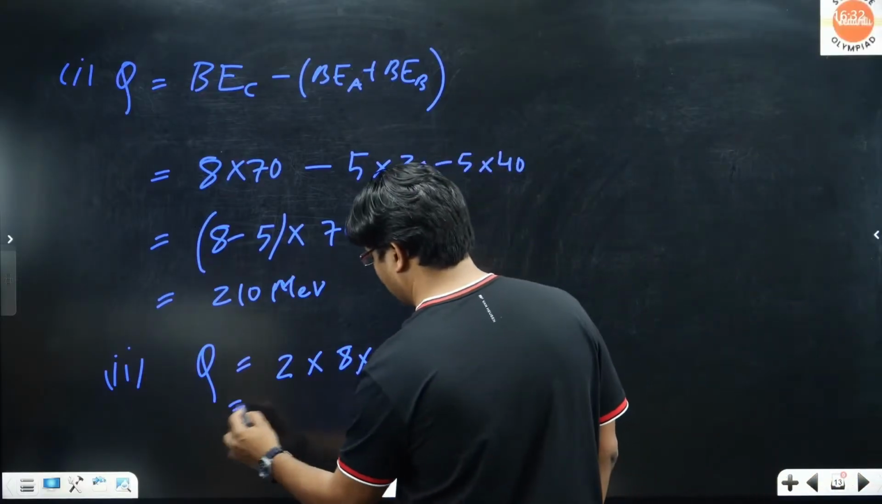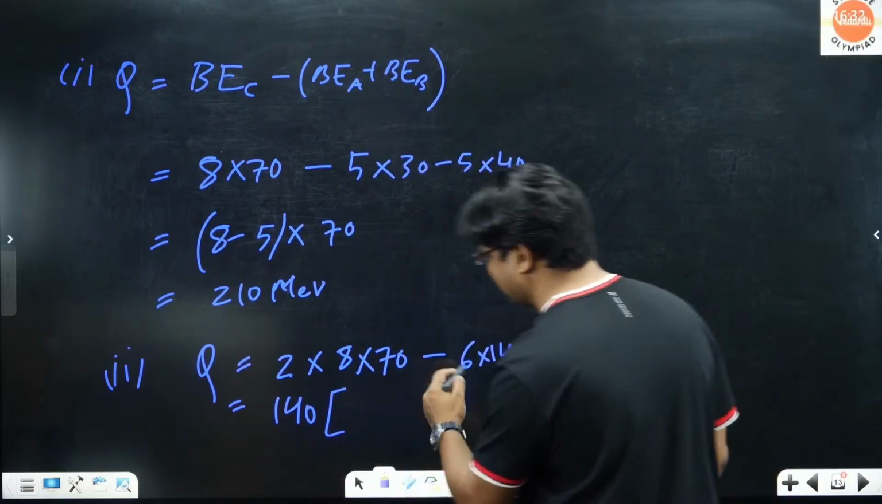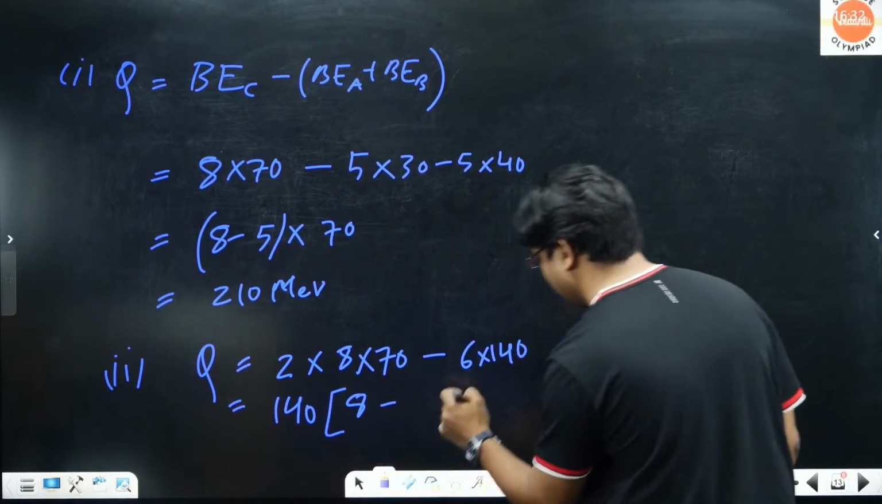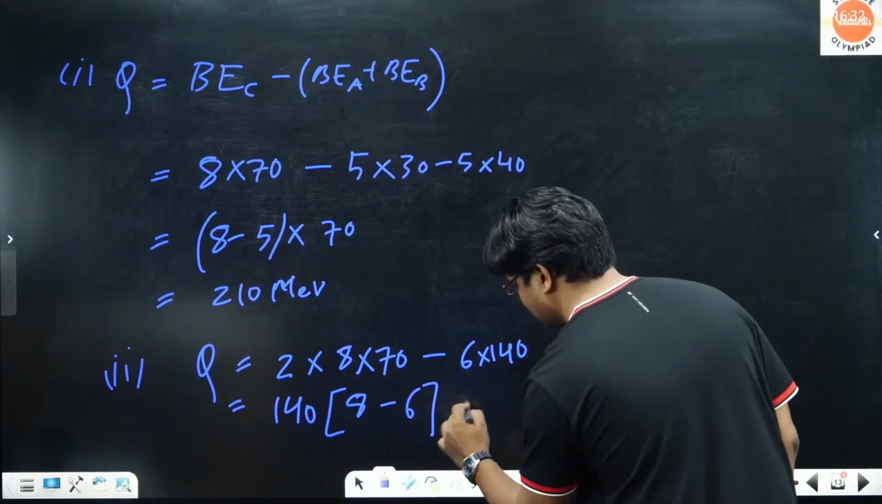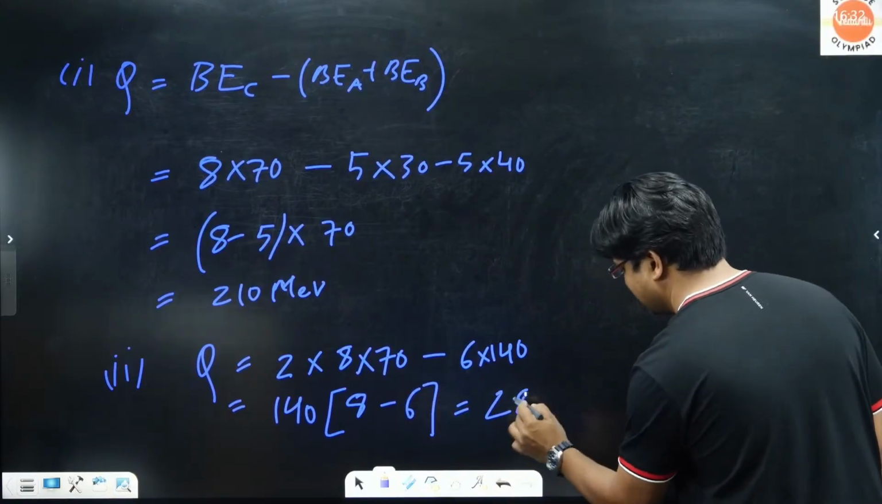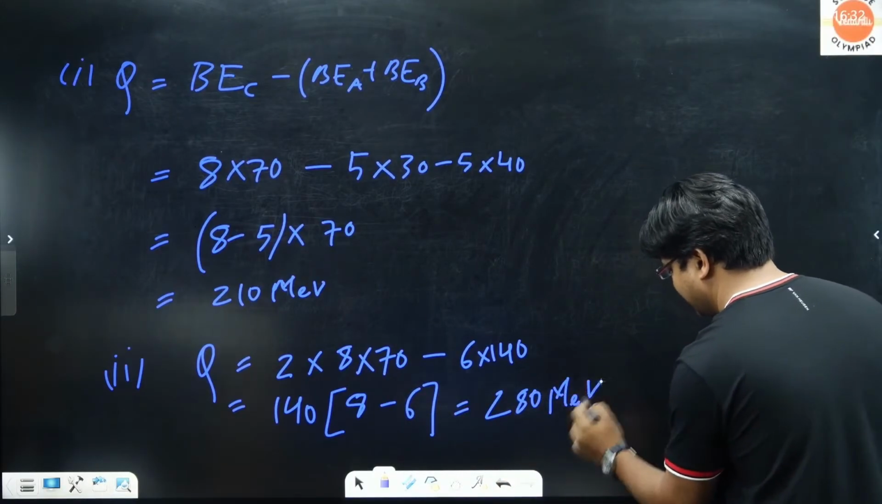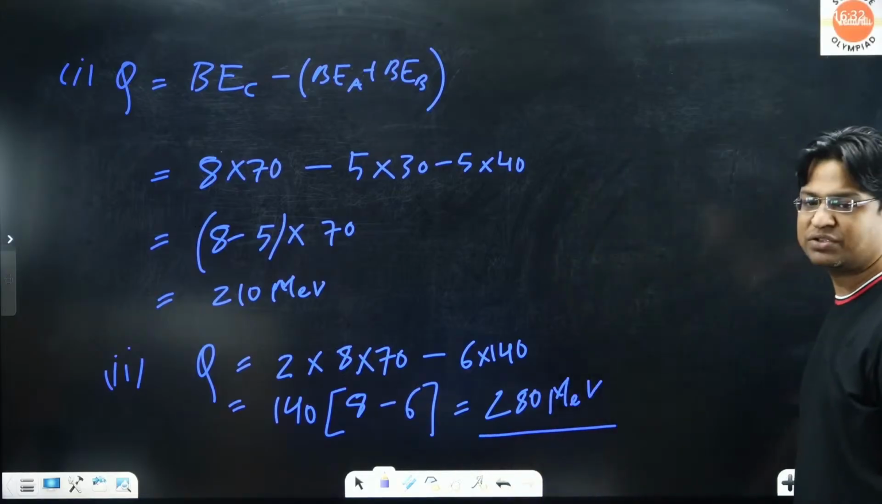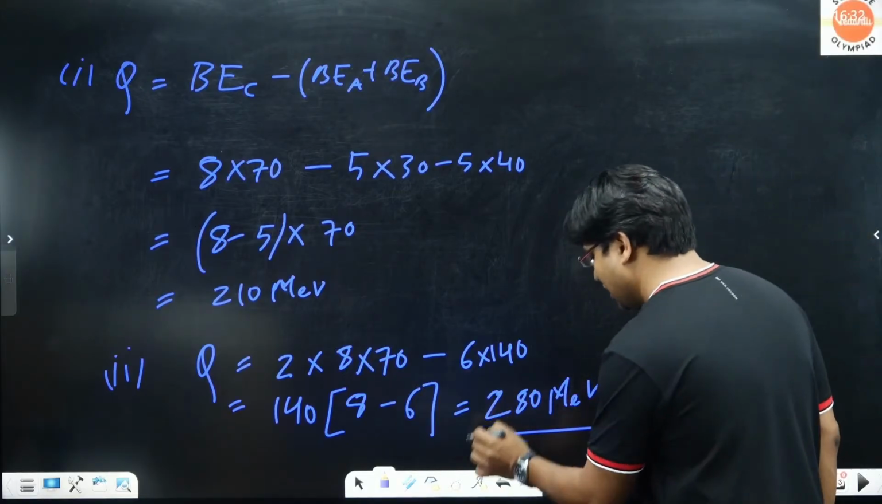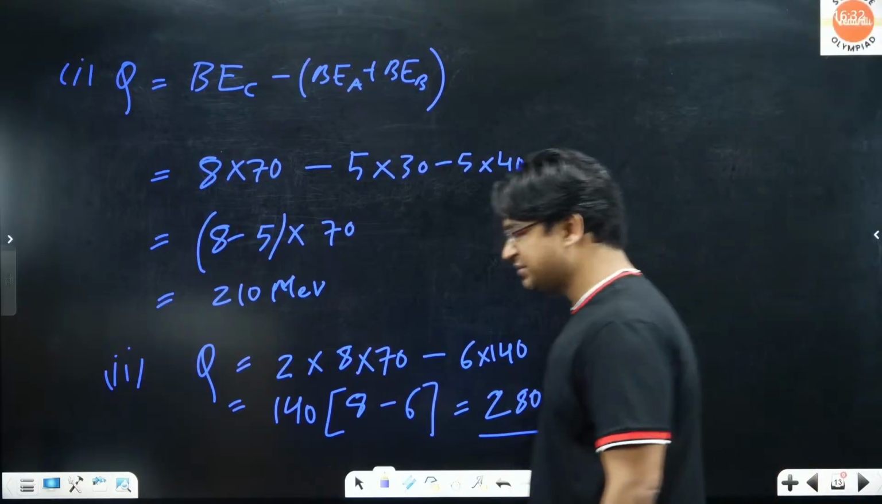So how much is it? 140 can be taken out as the common quantity, and this will become 8 minus 6. So this is 2 into 140, which is 280 MeV. So even this is positive. So both the reactions are releasing energy, which is quite surprising.